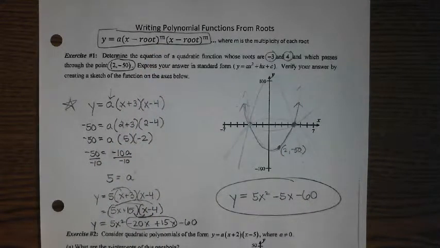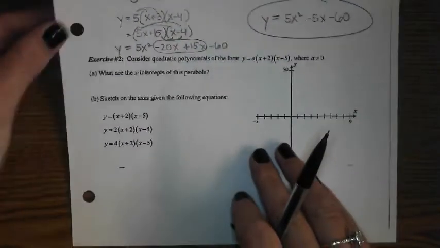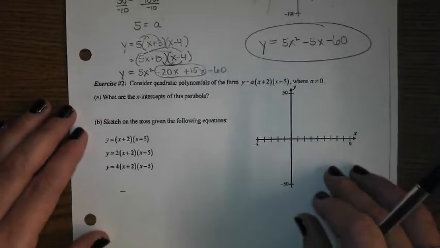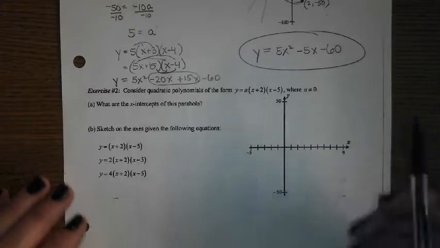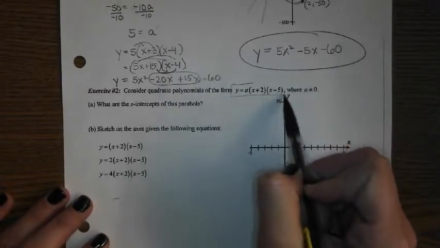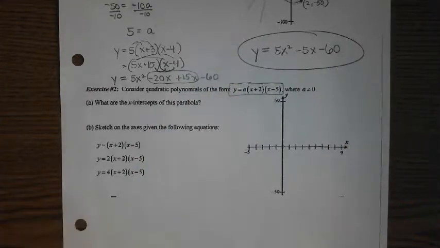Okay. Number 2. Here they're giving us the equation right here. Part A, what are the x-intercepts? Write those in. Think about that on your own. What are the x-intercepts?